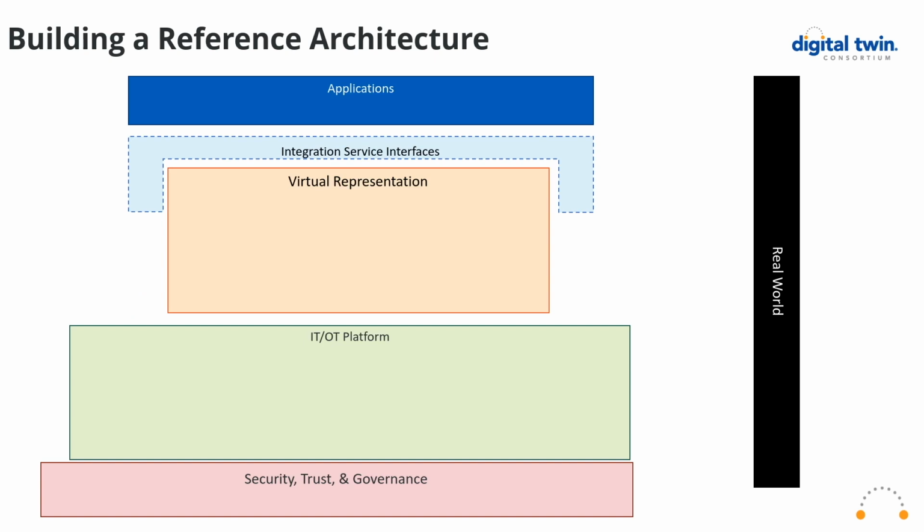Let's expand on that funnel, that simple diagram with those 4 layers, where we have applications at the top, we have those service interfaces, then we have virtual representation, and it runs on IT, OT platforms. We can expand this into these layers. So again, we have applications sitting at the top with integration service interfaces, with the virtual representation, IT, OT platform. We also introduce here 2 additional really important concepts, one being the real world. And if you remember back to the definition, a digital twin is a virtual representation of real-world entities and processes. So if we don't account for the real world in this architectural framework, we're completely missing the point.